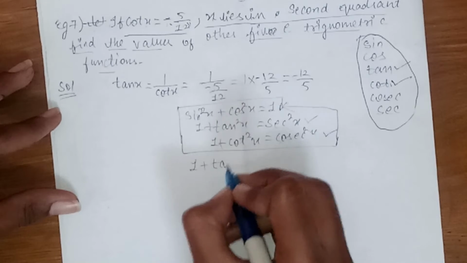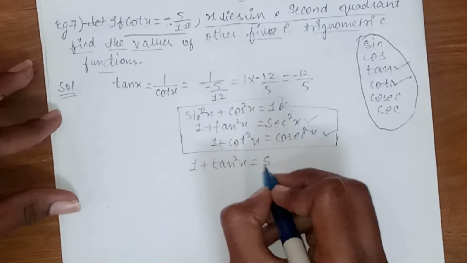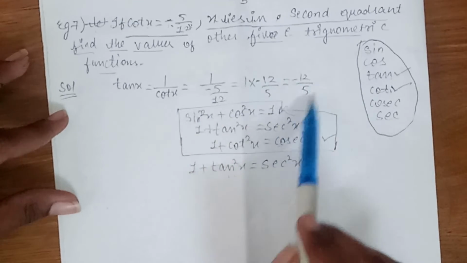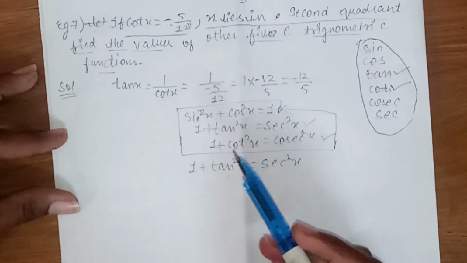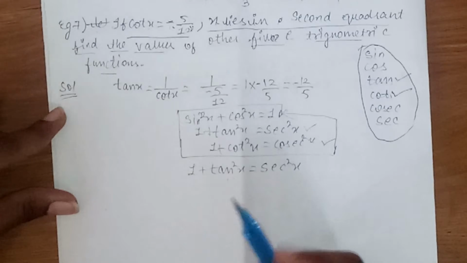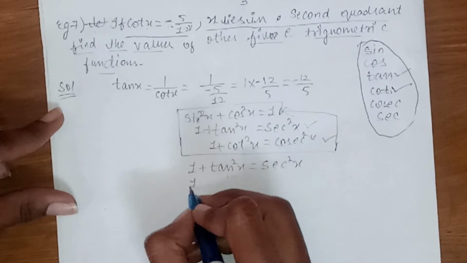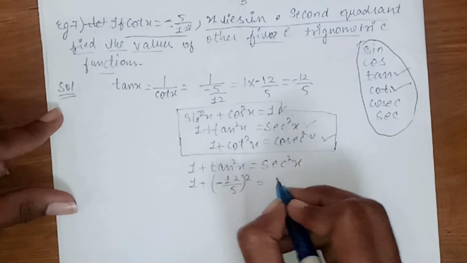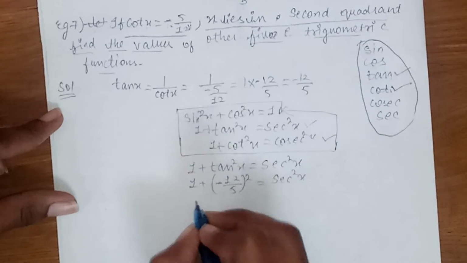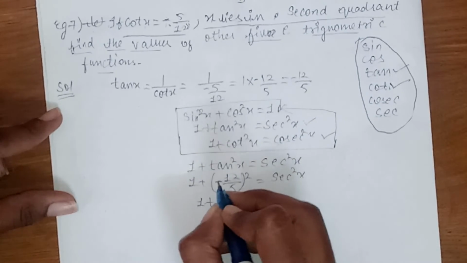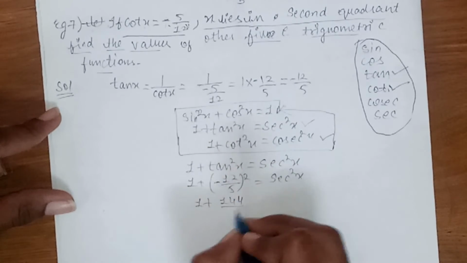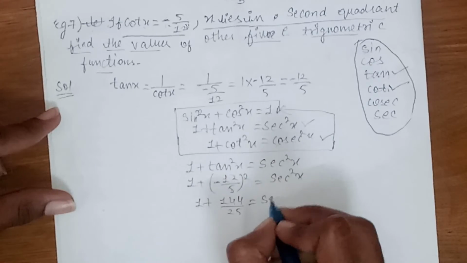So 1 plus tan square x is equal to secant square x. We know the value of tan, that is minus 12 by 5. So we are going to give the value of tan over here, and secant square x as it is. So 1 plus, when the power is even, minus becomes plus, 12 square is 144, 5 square is 25, equals secant square x.